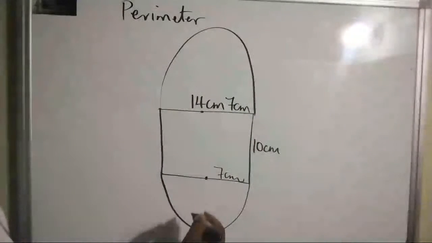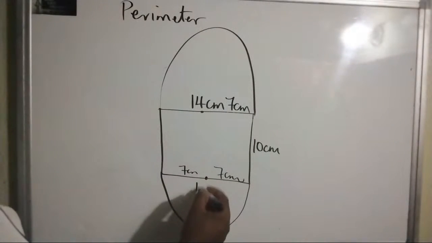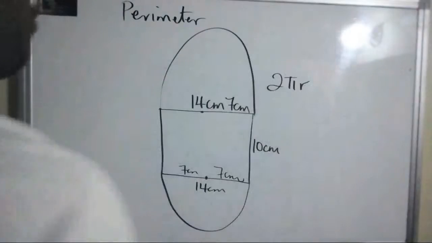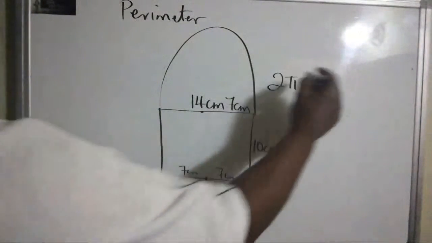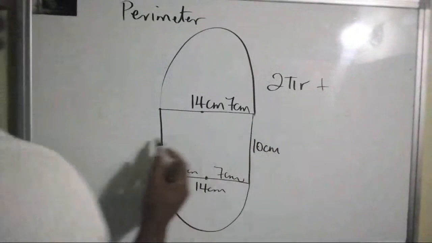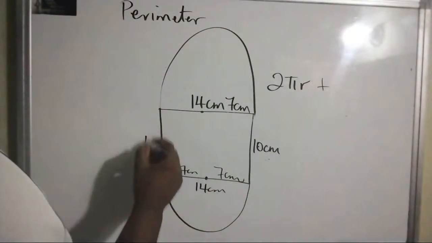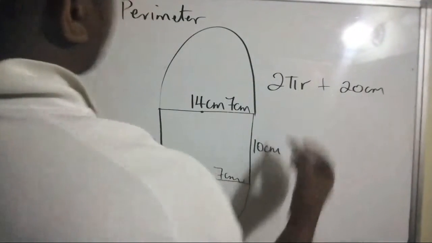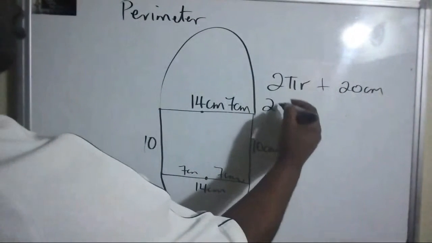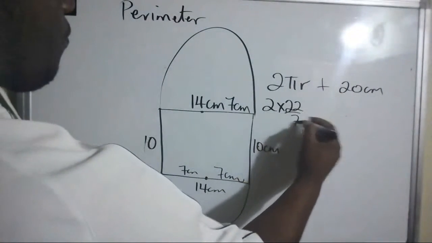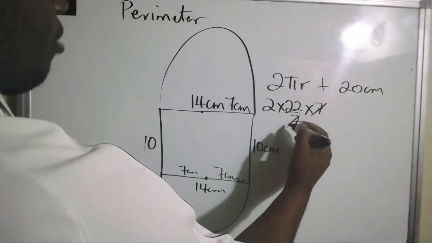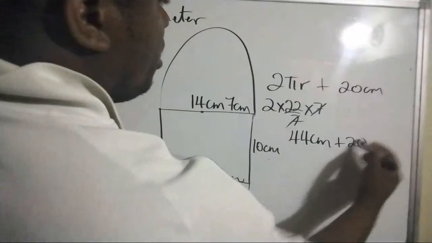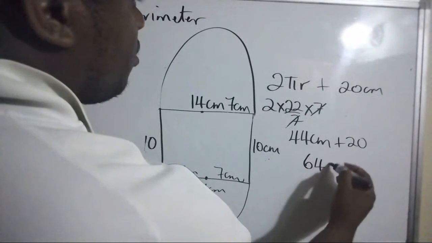Remember, in a rectangle, opposite sides are equal. So this side is also 14. So all we have to do is find the perimeter for the circle, which is 2 pi r, plus the perimeter for these two sides. Remember, opposite sides are equal, so this is also 10. So this is basically 20. So let's find the perimeter, or rather the circumference. 22 over 7 times 7. And we got 44, right? We got 44, so it's 44 plus 20, and that would give us 64 centimeters.